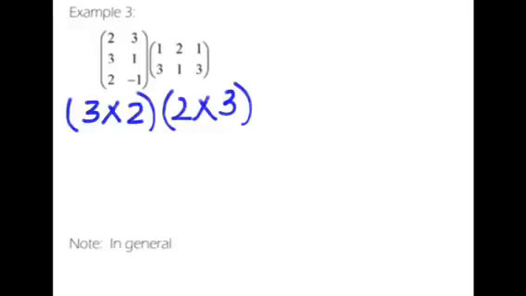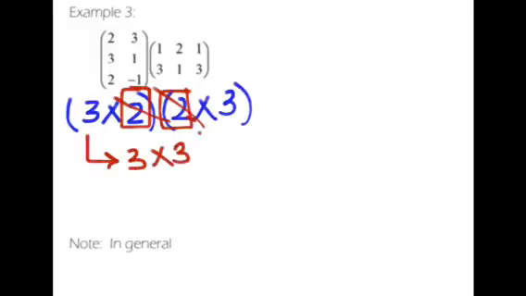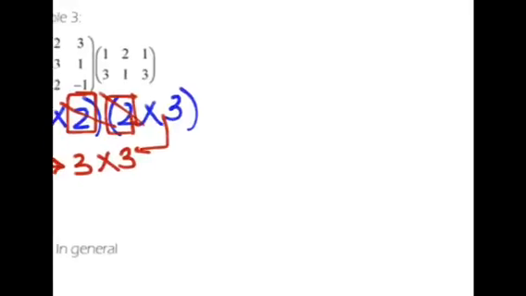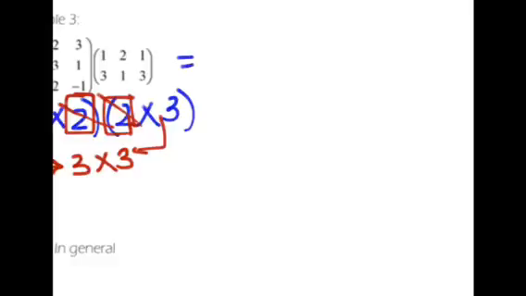So can you multiply these two together? What are you supposed to check? You check if this number and this number are the same, which they are, and you will end up with a 3-row by 3-column matrix in the end. So 3 rows and 3 columns.